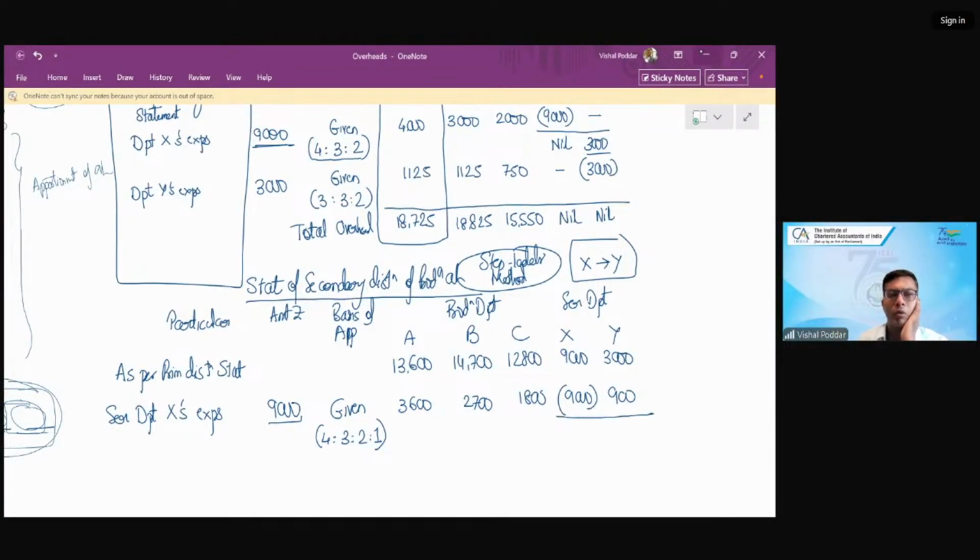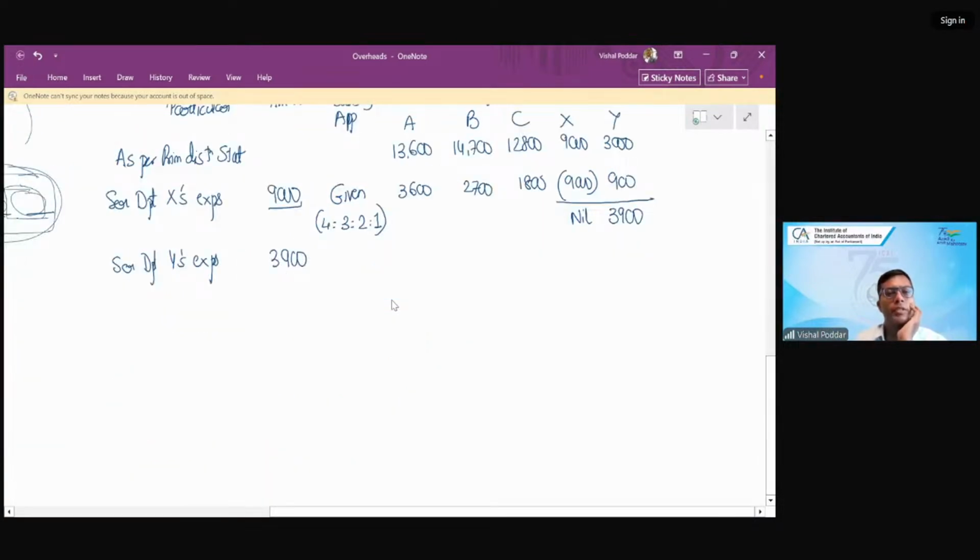Again, I'll take interim totals. Yes, Urmi. So this is nil. Now, interestingly, the total of Y is 3,900. Now, when I distribute service department Y's expenses, it is slightly higher. Why? Because Y has received a share from X. That is why Y's expenses are higher.